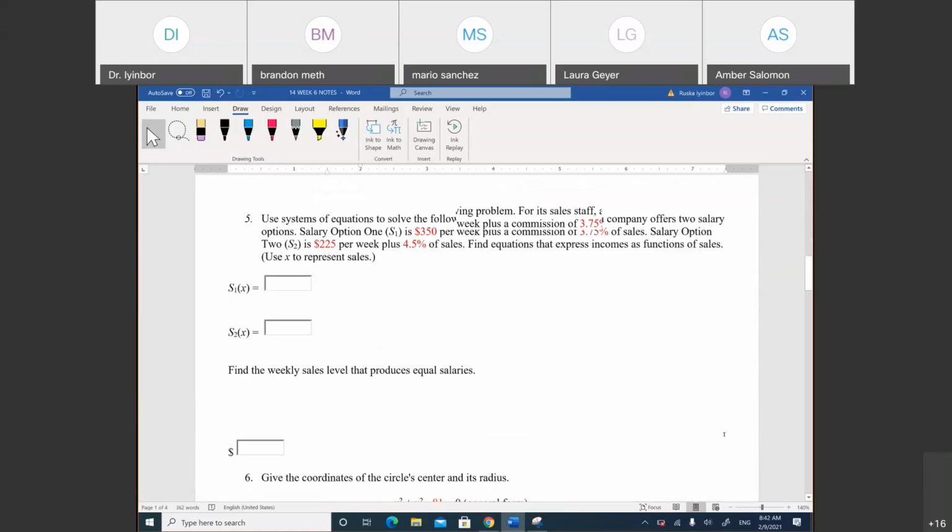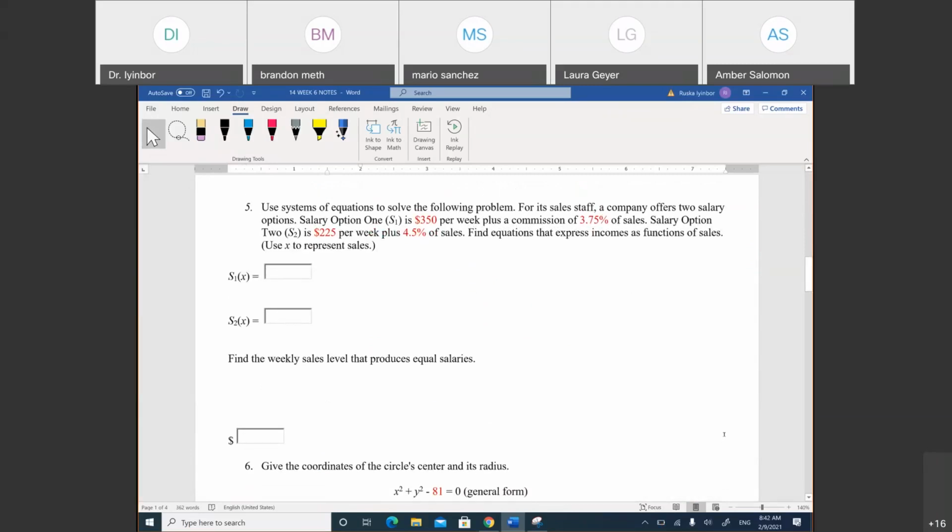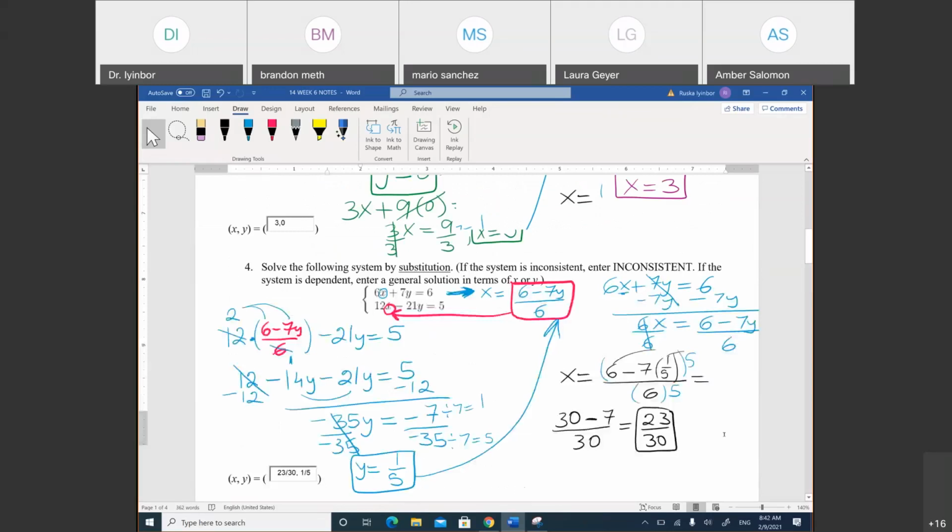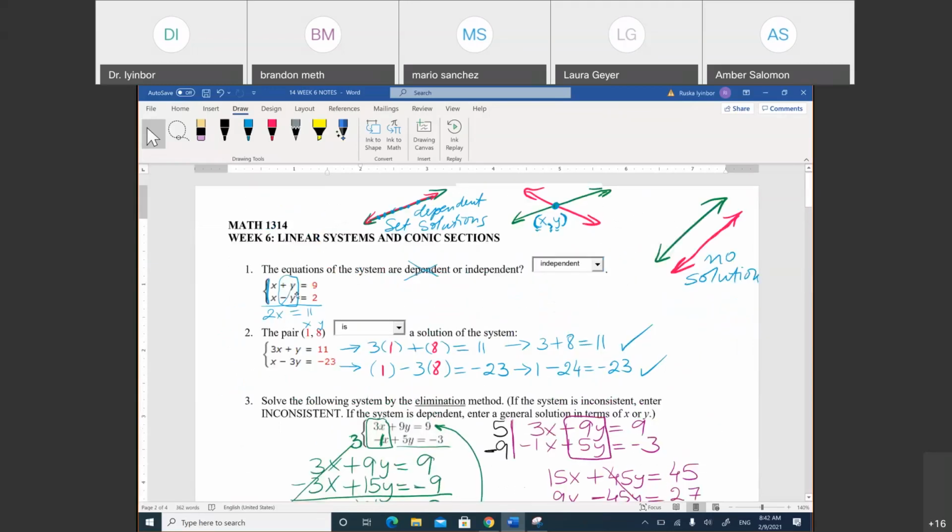Okay? Doctor, how'd you get 2x was 11? I add the two equations. So I add them because they are ready to add. We see you have y, they're ready to eliminate. Y minus y is 0. Yes? Okay, so any questions?